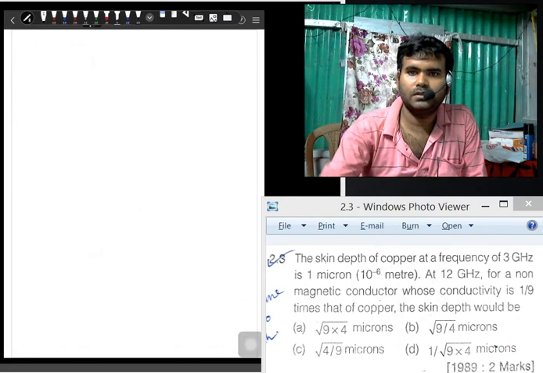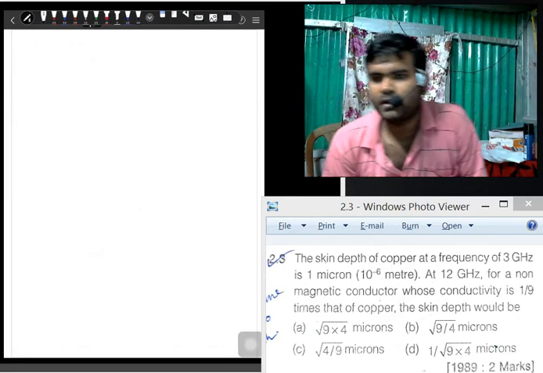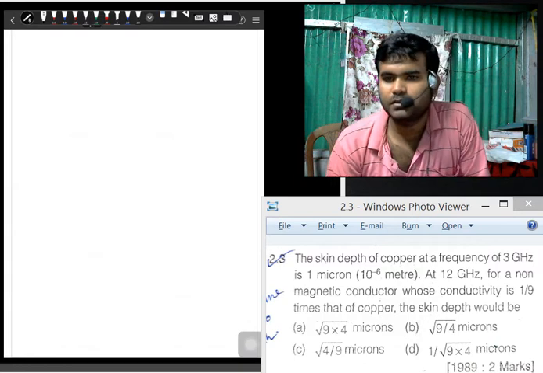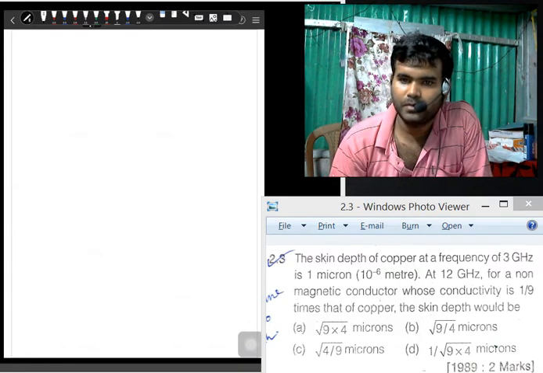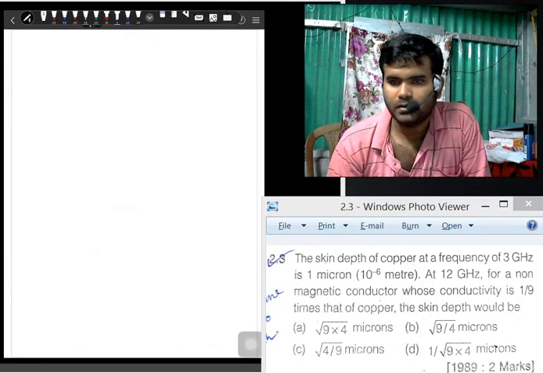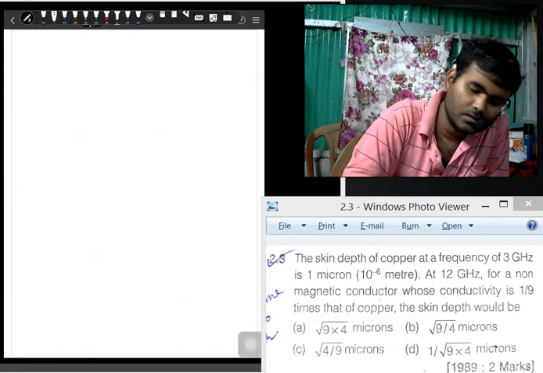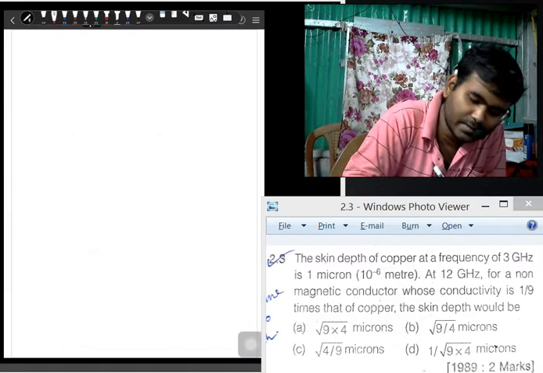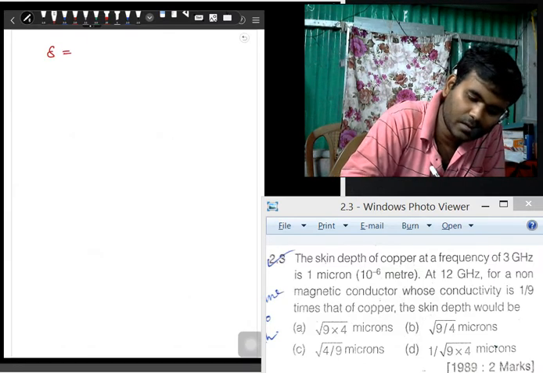So you can see the question. The skin depth of copper at a frequency of 3 GHz is 1 micron, that is 10 to the minus 6 meter, 1 micrometer. At 12 GHz, for a non-magnetic conductor whose conductivity is 1 by 9 times that of copper, the skin depth would be? Okay, so we know that the skin depth delta is basically 1 by alpha.